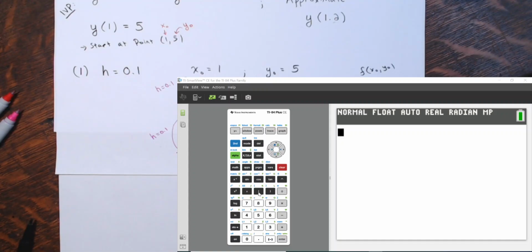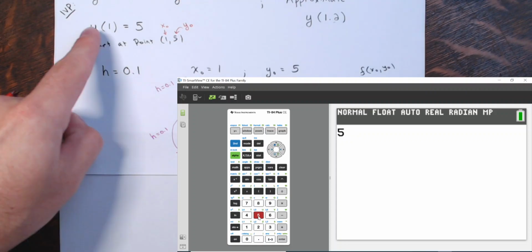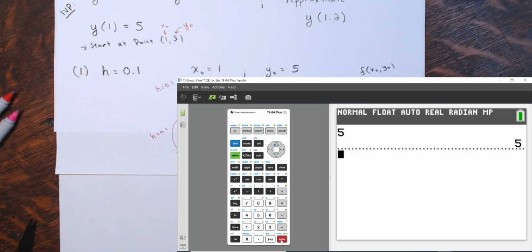But I like to start with y sub 0. Just enter the y sub 0, which was 5, right? Y of 1 was 5. Y sub 0 was 5. So I hit 5, hit enter. All right.